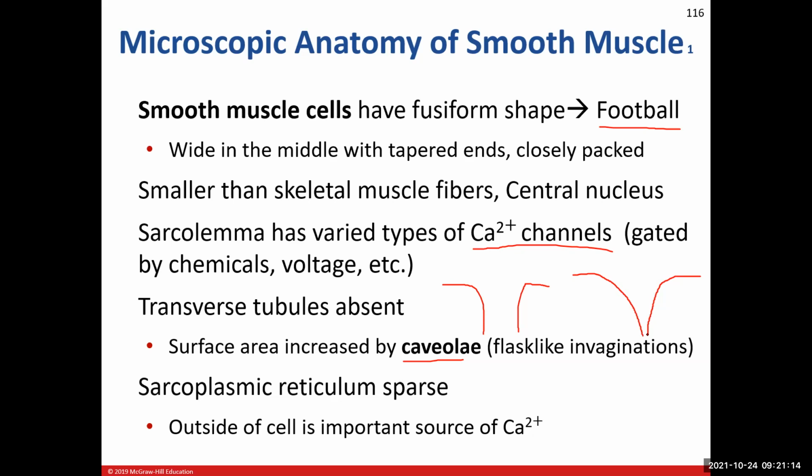And also, yes, we have sarcoplasmic reticulum, but it's not going to be as abundant in our smooth muscle cells. As you recall, the sarcoplasmic reticulum is where we keep our calcium. Yay, we love calcium. We need calcium for muscle contractions. But unfortunately, since it is sparse, we have to rely on getting calcium elsewhere. Where is that elsewhere? That elsewhere is outside of the cell, in the interstitial space. More on that in a little bit.